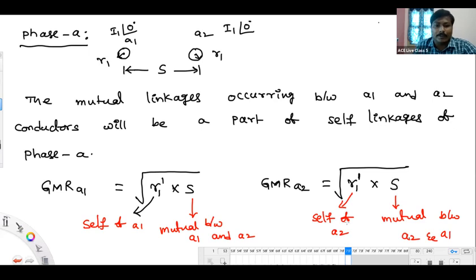Okay. So after getting this GMR A1 and GMR A2, already I said S is very, very high compared to R1. So no need to bother whether it is S plus R1 or S minus R1. You take it as S only. That's why I made that practical point earlier.